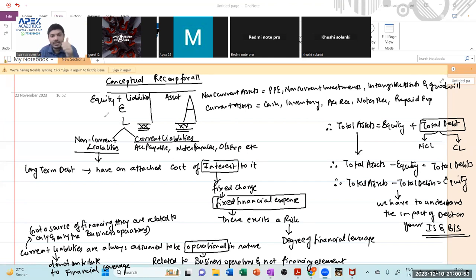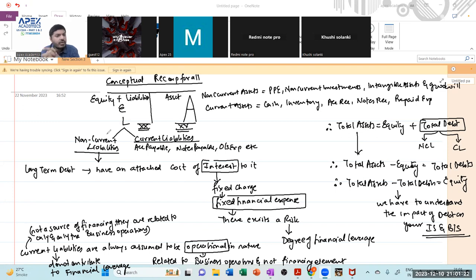Rachita, can you take a screenshot of this much right now? Before I rub this, I would like to revise this concept thoroughly. Please pay keen attention to what I'm saying. The balance sheet is equal to assets, and equity plus liabilities. Assets are current and non-current. Equity is always neither current nor non-current. Equity is equity, it is permanent. Liabilities are also referred to as total debts.